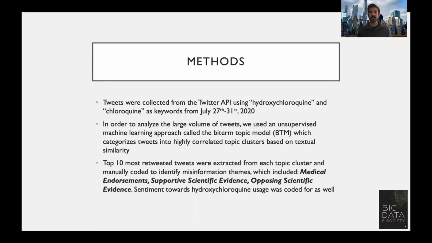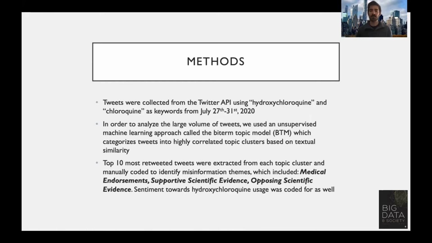So how we collected data was we took tweets from the Twitter API using the keywords hydroxychloroquine and chloroquine between July 27th and 31st. So this was the day that Trump sent his tweet and then a couple of days after. And since we had over 2 million tweets, we used an unsupervised machine learning approach called biterm topic modeling, which categorized the tweets into highly correlated topic clusters based on their textual similarity. So this way, instead of having to code 2 million tweets, we could basically get an idea of the main themes in the data set from only coding like 300 or so.